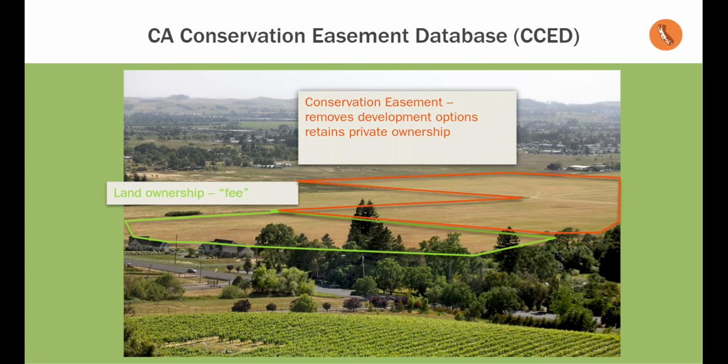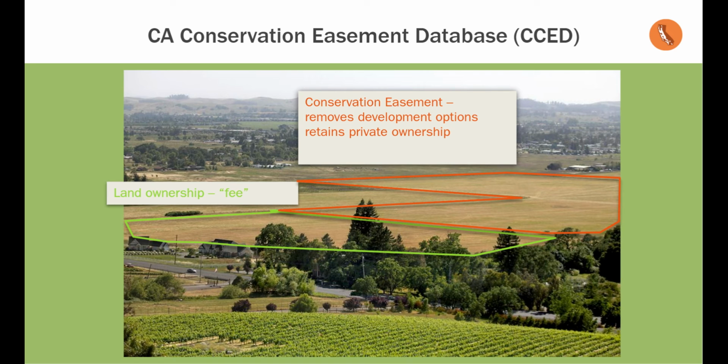Many of us may already be familiar with how easements work, but just in case, here's a quick depiction. On any particular landscape, some protected public land or open space can be owned outright. That would be in CPAD, shown here with the bright green outline. Others that retain private ownership but have an easement, a conservation or an open space easement, those are represented in CCED and are shown here with the orange outline.